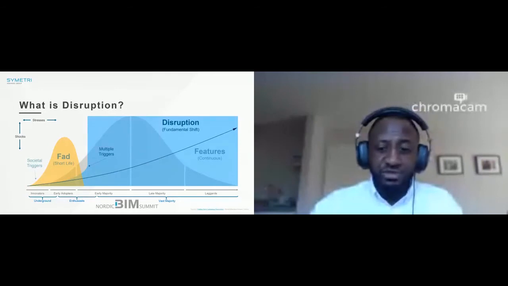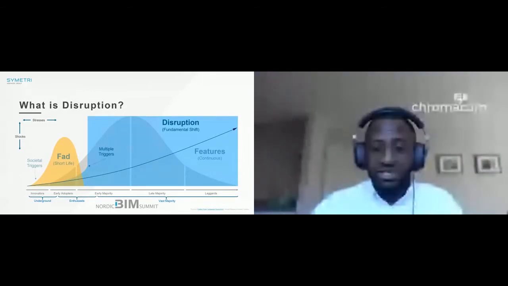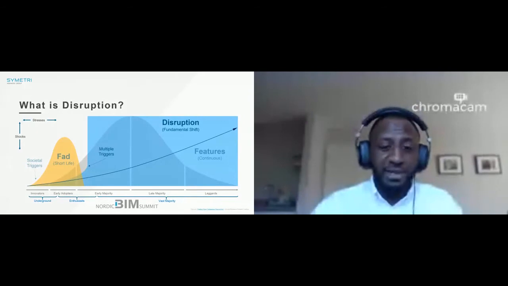Unlike fads, true disruption is a fundamental shift in behavior, and it remains in place until something else disrupts it. So an example might be how streaming has replaced broadcast television, or how electric vehicles and mobility as a service will, in my particular part of the business, replace a lot of the traditional automotive business models.